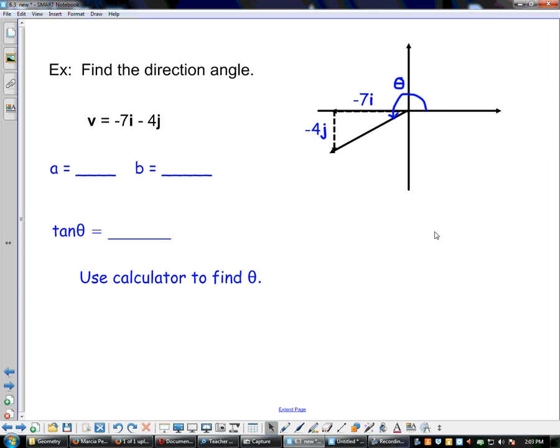All right. Let's try this one. Is this example on your gift? All right. Try this one, please. Vector V is negative 7i minus 4j. I'm asking you to find what is A, what is B, what's tangent of theta, and then use your calculator to find theta, the direction angle for this vector, which I have marked in the picture. You see it's going into quadrant 3, so we'll be thinking about that when you are using your calculator.